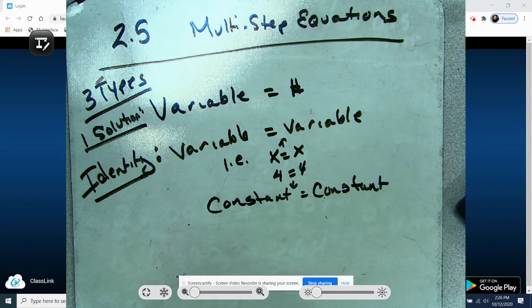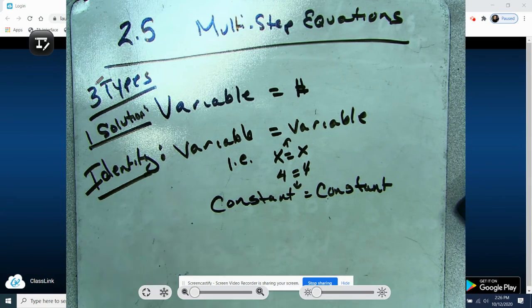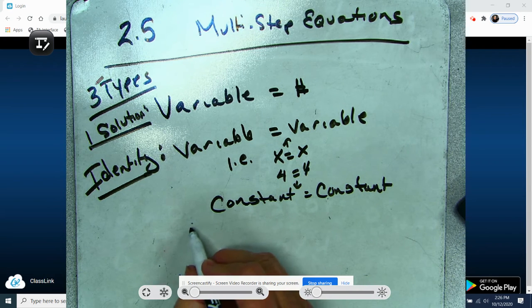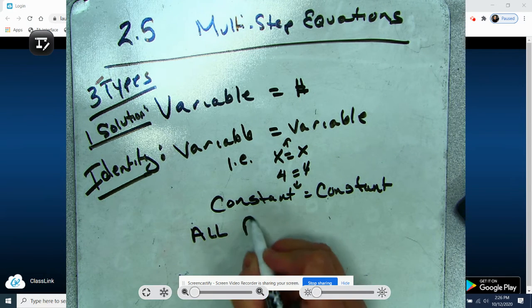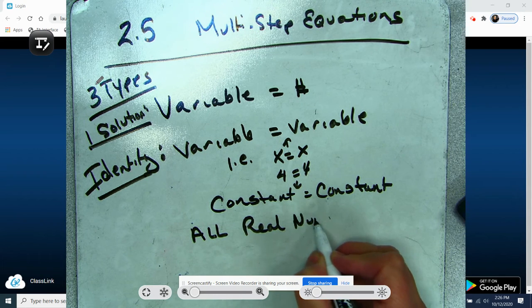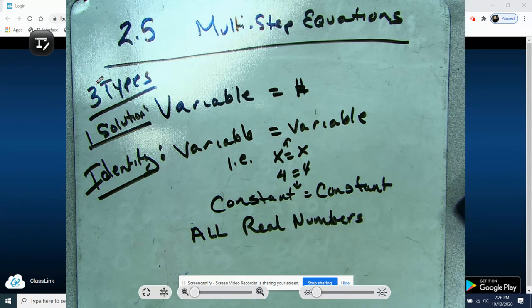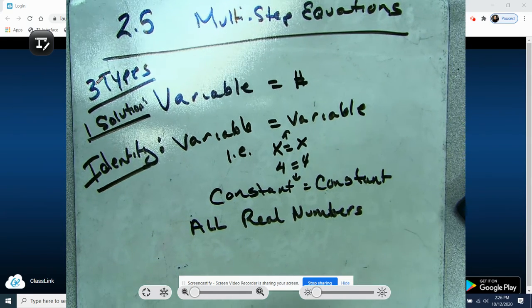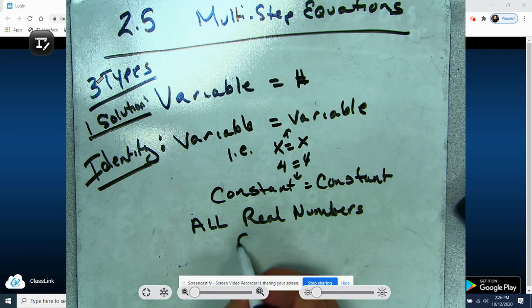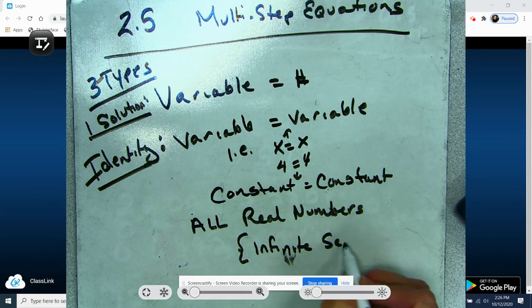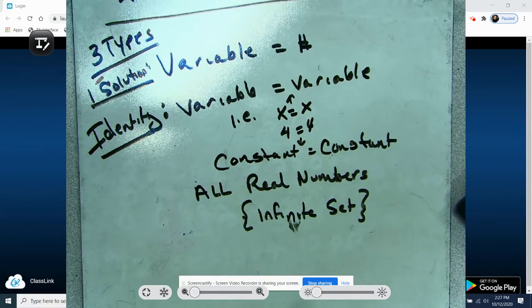So when you have identity, left side equals right side, this is a true statement. X does equal x, 4 does equal 4. This means you have, for a solution, all real numbers. Okay, you have an infinite set of possible answers. It's known as all real numbers, or infinite. I can spell infinite. This little squiggly thing here is a set marker.